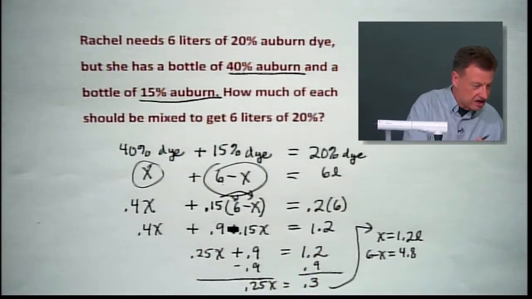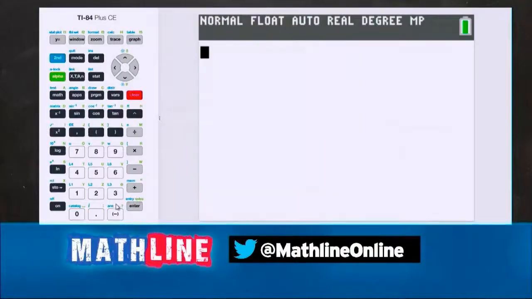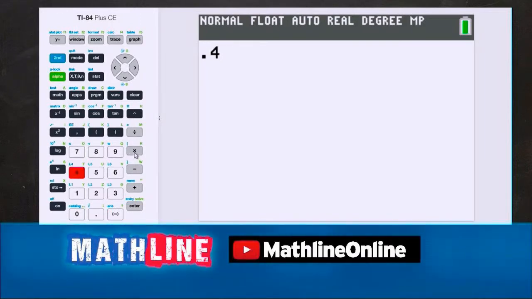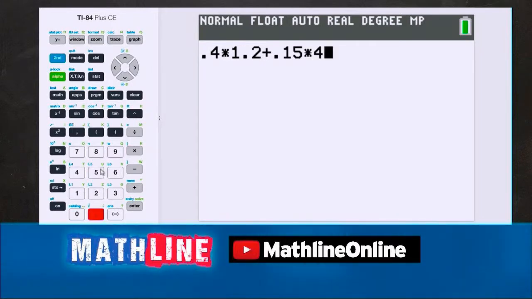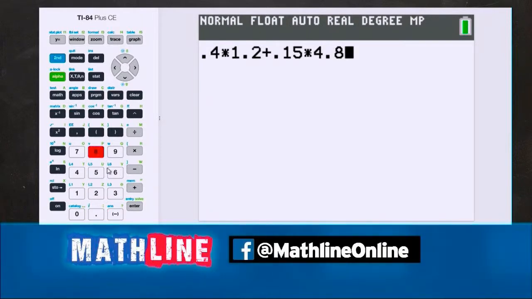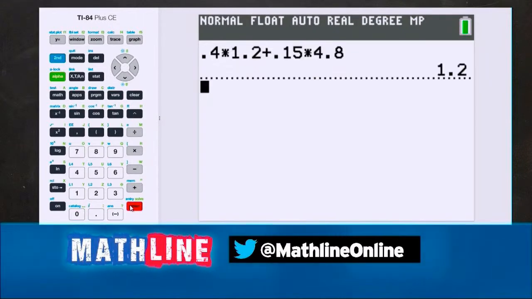If we were to take, and hopefully we can here real quick, let's try it. Now 40%, remember that's 0.4 times our 1.2 liters. That's going to give us the 40% part of this great mixture. Now we're going to add 15%, and we're going to multiply that by 4.8. Again, that's the 15% part. And we should get 1.2, which is a result of 6 times 0.2. Let's see what we get. We get it. 1.2 checks out, all right?